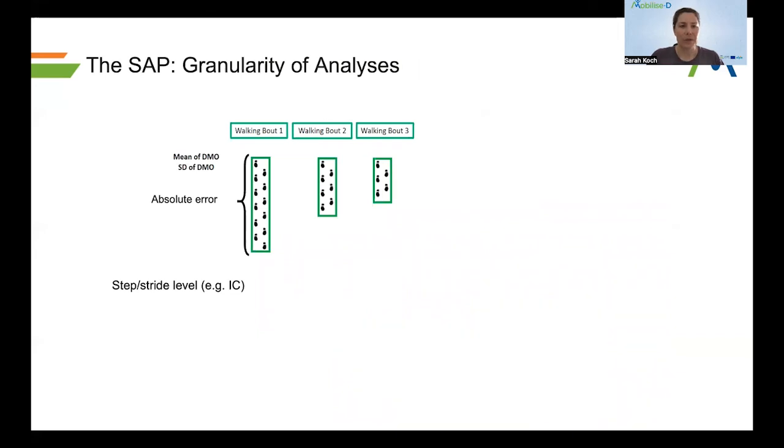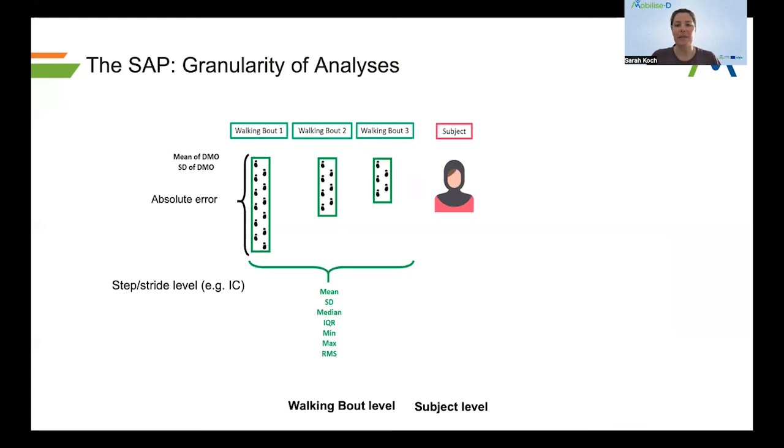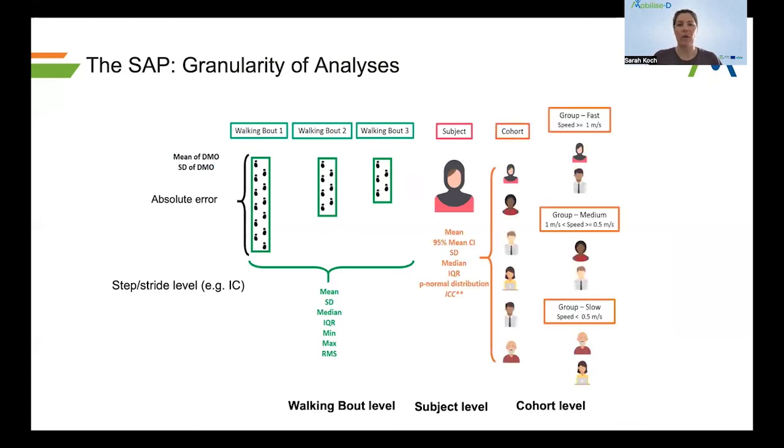What I'd like to show you here with this slide is that we essentially analyze our DMOs on three levels. We use the walking bout level as the smallest unit of analysis. Then we analyze them on the subject level and the cohort level.